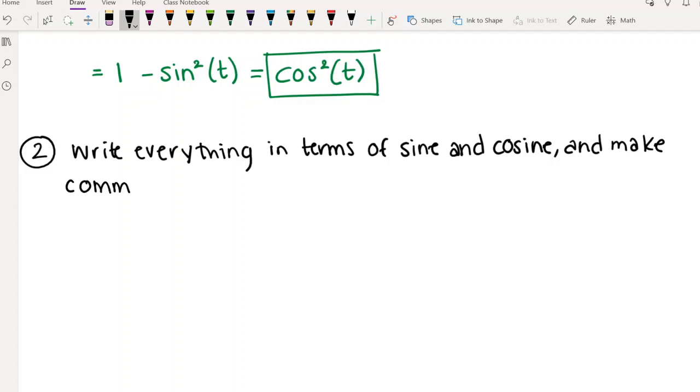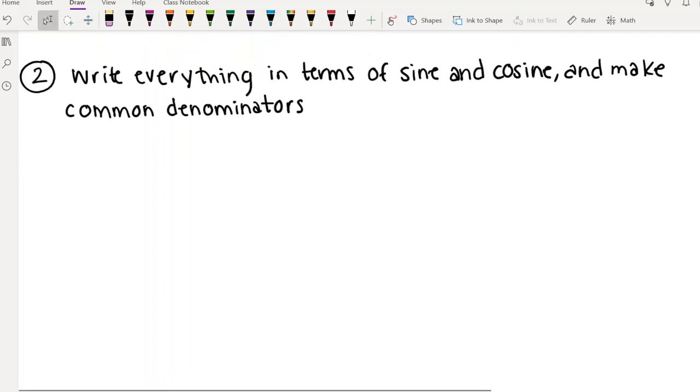Some of these are going to look complicated while we're in the middle of doing them, and you just have to trust that they will get simpler. A lot of these you'll feel like you're doing something wrong at first because it'll feel like it's getting more complicated. Okay, so let's look at an example here.